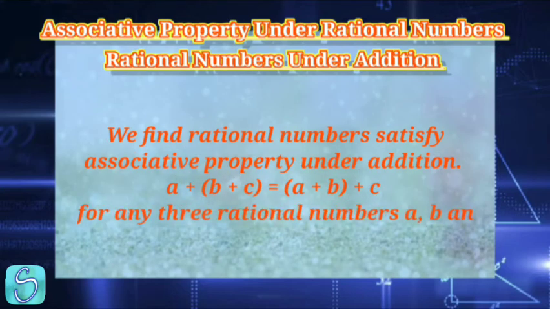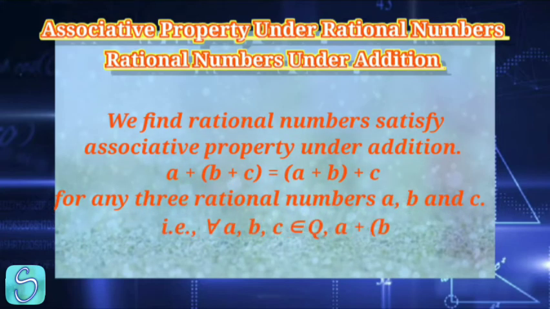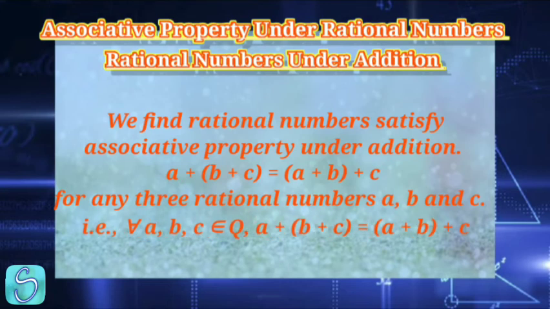(a + b) + c is equal to a + (b + c) for any 3 rational numbers a, b, c, that is, for all a, b, c belonging to Q, (a + b) + c is equal to a + (b + c).